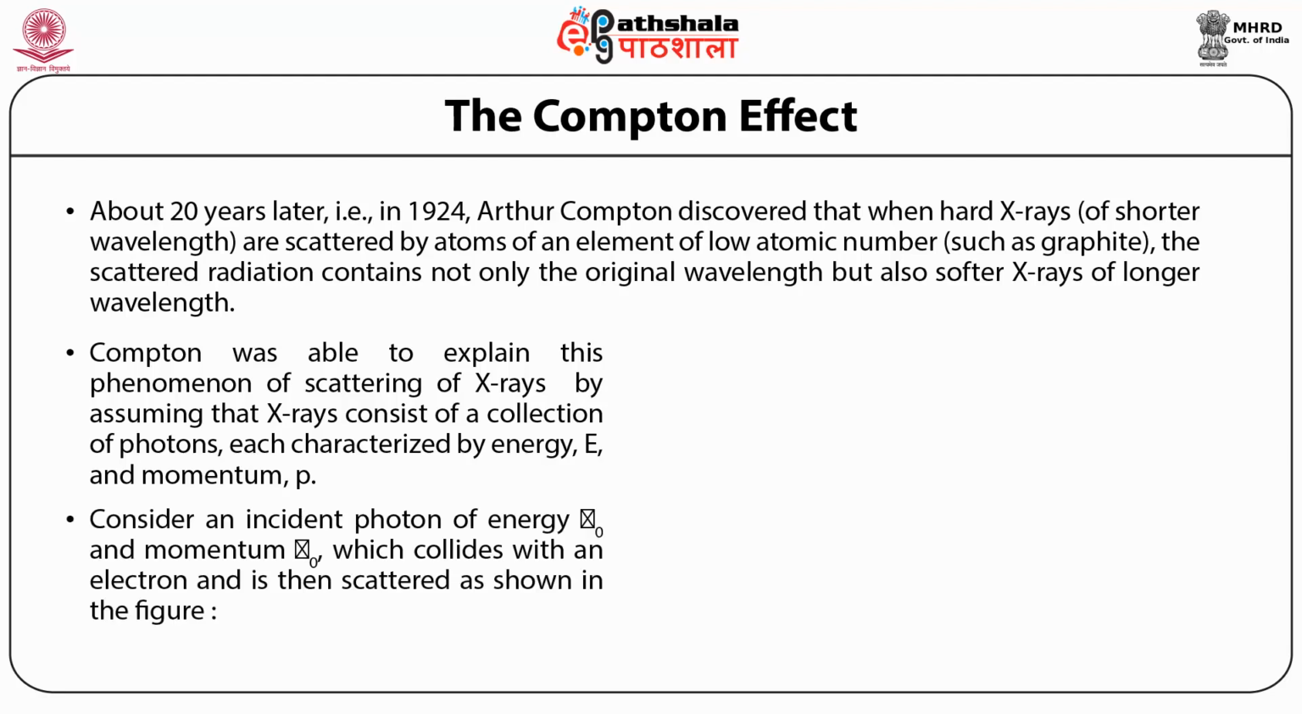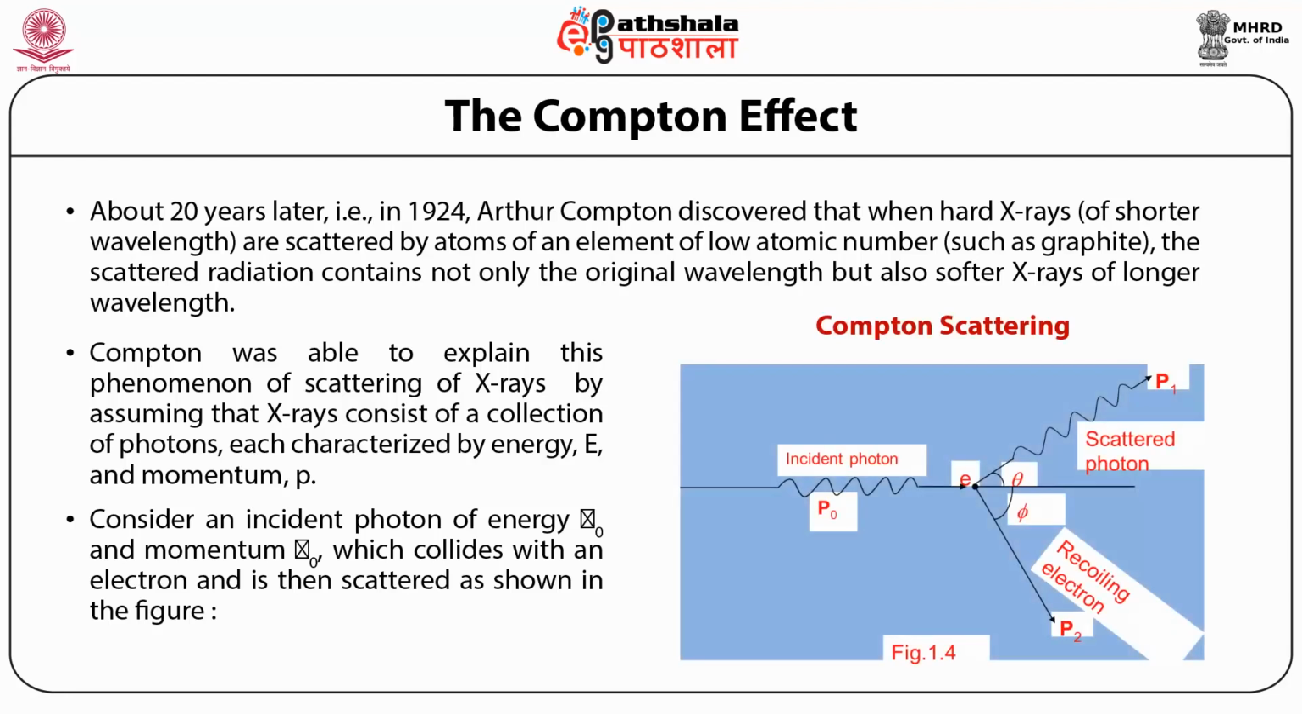Now consider an incident photon of energy E0 and momentum P0 which collides with an electron and is then scattered, as shown in figure 1.2. The figure shows the scattered photon of energy E1 and momentum P1, which is equal to E1 by c, making an angle theta, and the recoil electron of momentum P2 making an angle phi with the direction of the incident photon. In case of metals having low atomic numbers, the binding energy of the electrons in the atoms may be quite small as compared to the energy of the hard X-rays incident on the metal.